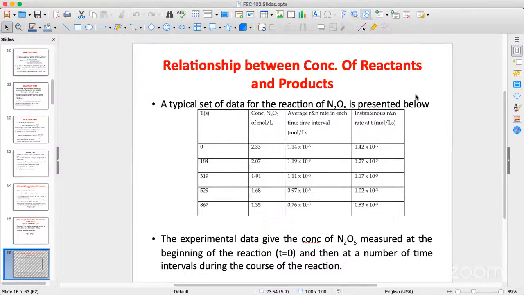Now, let's look at a typical set of data.